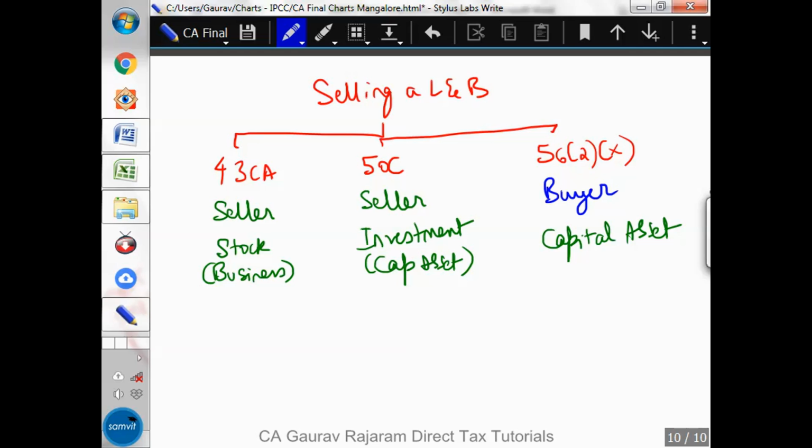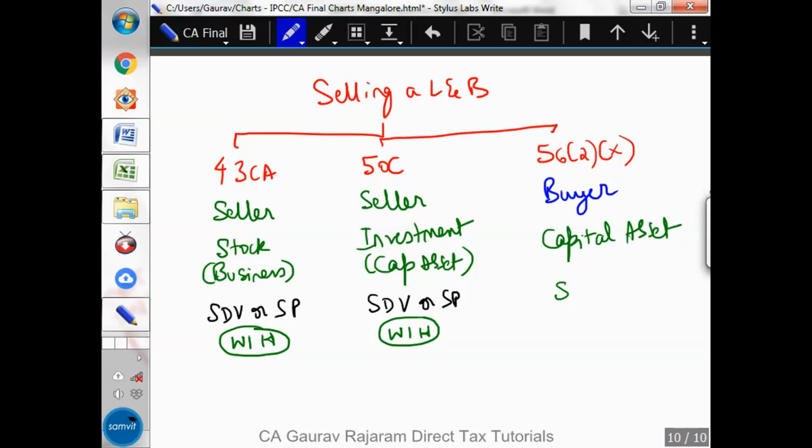Now the provisions are very similar in 43CA and 50C. What is the provision? The provision is SDV or selling price, whichever is higher will have to be considered and offered for tax. Similarly, under 50C, SDV or selling price, whichever is higher will have to be offered under capital gains as full value of consideration. From the buyer's point of view, the difference between the SDV and the price paid, if it exceeds 50,000, the difference will be taxable.